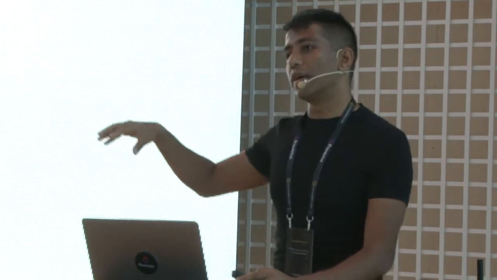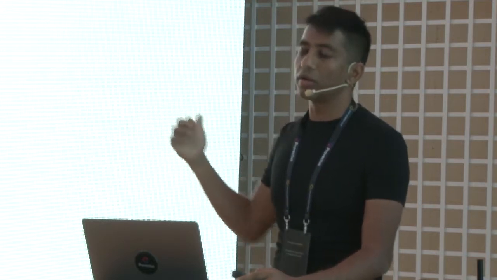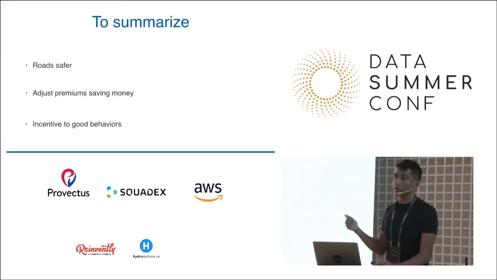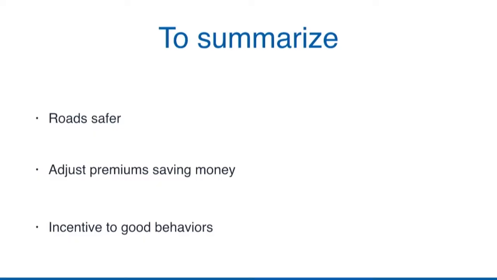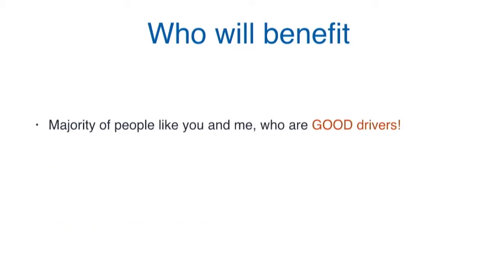So to summarize, I showed you a case that we built through 3 simple machine learning algorithms. These all 3 are actually quite simple algorithms. First of all, you can make the road safer. You can improve the premium, so there's a clear value. And you can incentivize people to be good drivers. That's a clear value for people to adopt and use. And at the end, as I said to you, who will benefit from such a system? Most of us will benefit from it.